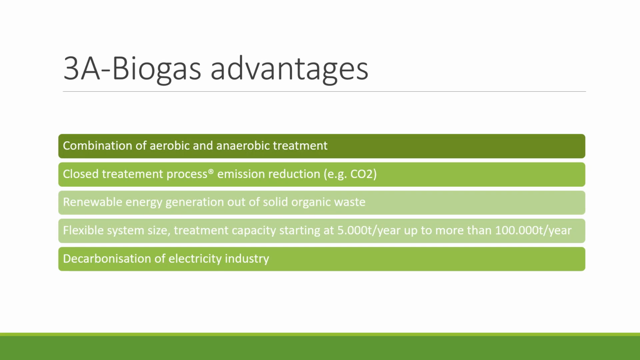We are very flexible concerning plant size, system size. Our smallest plant starts at 5,000 tons per year, up to more than 100,000 tons. For 5,000 tons, we are implementing our technology as a container-based system. When we are talking about more than 100,000 tons, or starting at 20,000 tons, it is concrete-based. For example, in India, we are now making a pilot plant for 36,000 tons per year.